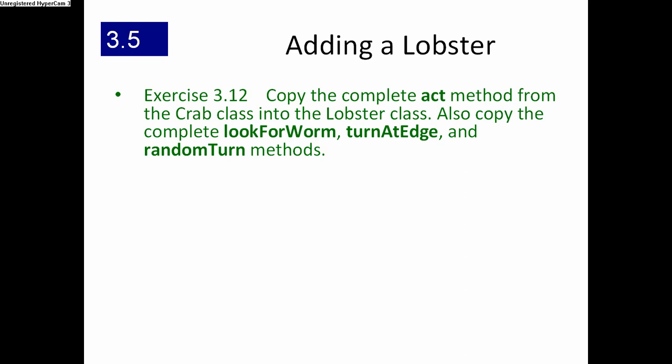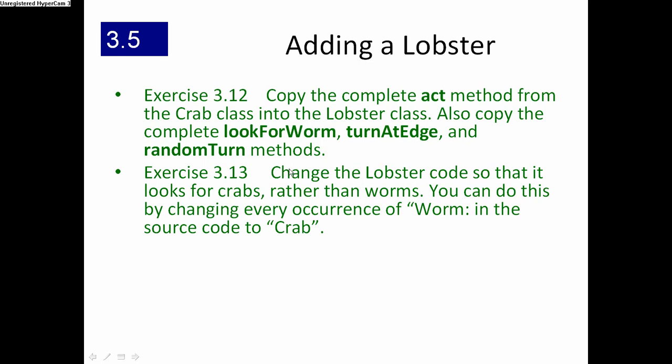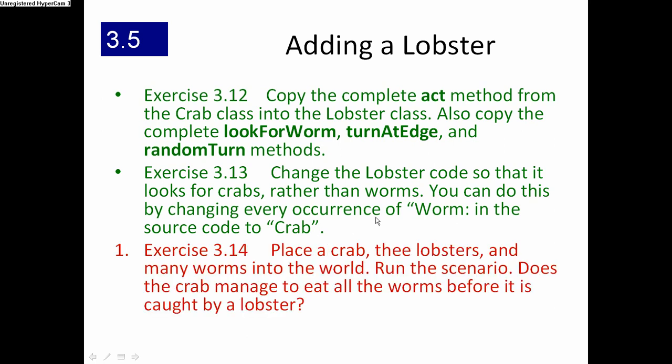Alright, copy the complete act method from the crab class into the lobster class, and also copy the look for worms method, the turn at edge, and the random turn. Then change the code so that instead of the lobster looking for worms, it's going to look for crabs. So the lobster is going to eat crabs and not worms. Basically, whenever you see the name worm, change it to crab. Now place a crab with 3 lobsters and many worms into the world.